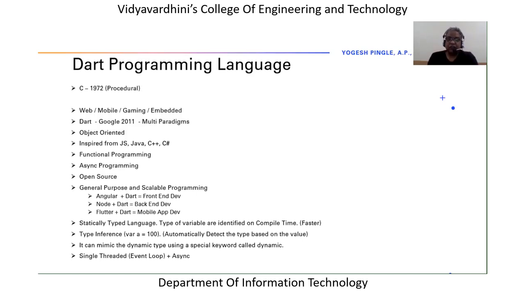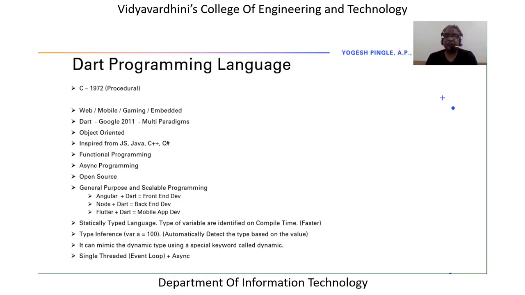Now, Dart is a Google product. It came in 2011, and it's multi-paradigm. So it can be used for web development, mobile development, gaming development, as well as embedded development. This is very important. Why is Dart so popular, and why did Google invent it? Because Google knows different kinds of platforms are available. So let's capture all the functionalities from all different kinds of languages and build a new language. That language is called the Dart language.